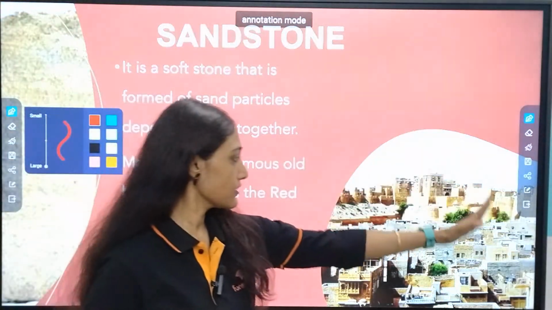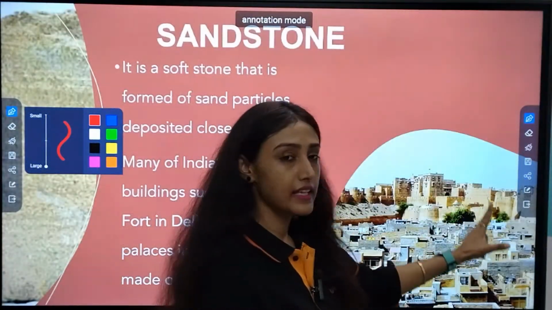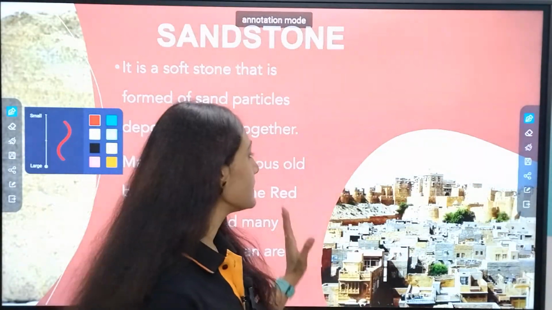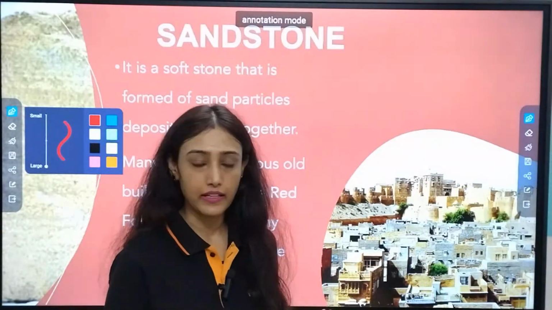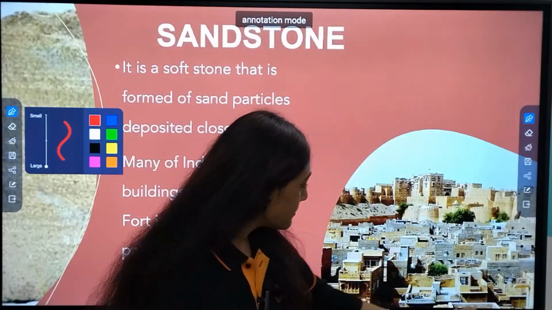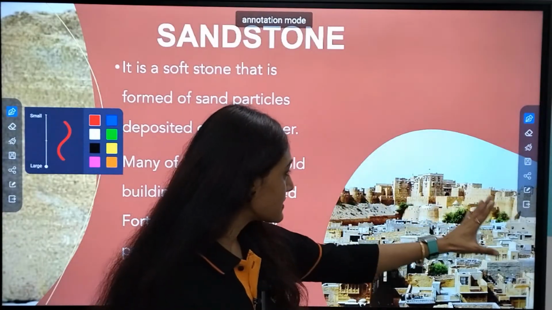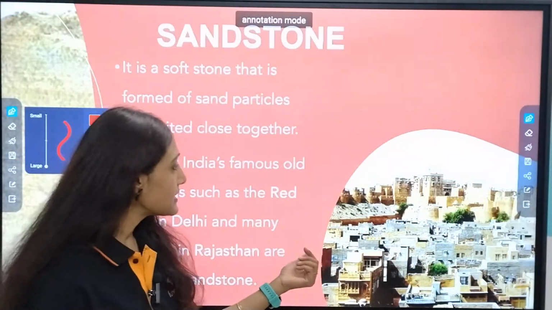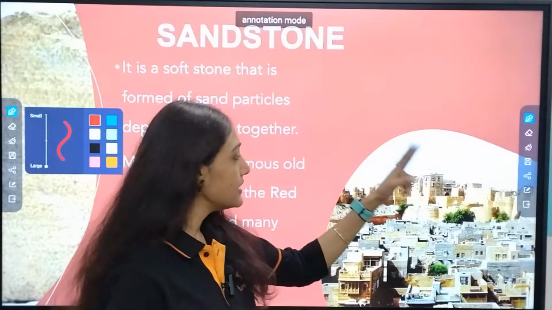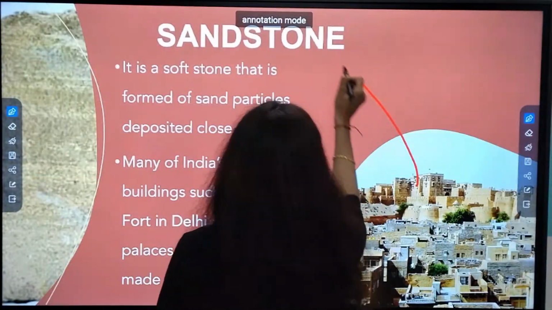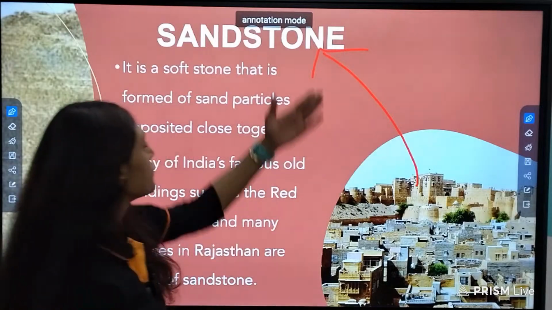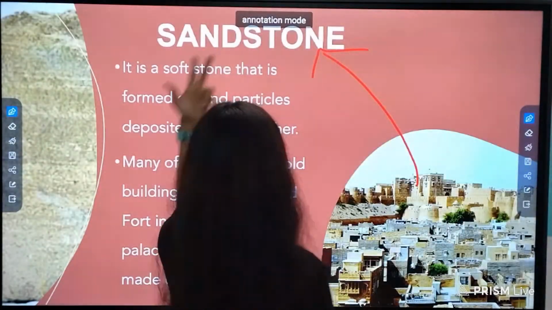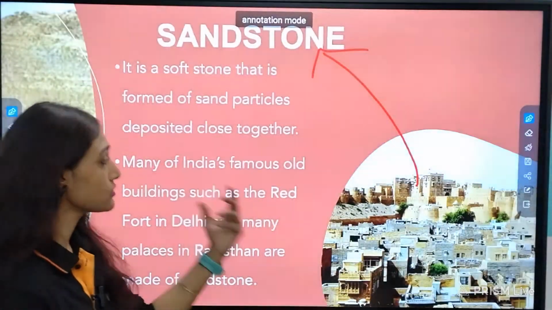First, look at this picture. This is the Jaisalmer city of Rajasthan. If you ever go to this city, it is known as the Golden City of India. You can see every building over here, including the palaces and every small house, is made up of a slightly golden-colored brick. This type of brick is nothing but sandstone. So sandstone is an example of sedimentary rock and it is a soft stone.